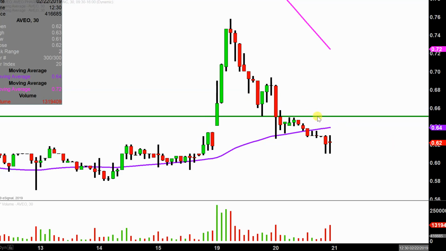Not only did the price break down below that green line that I talked about in Tuesday's video, but it's also now down below that purple line there, which on my chart is denoting the very famous 50-period simple moving average. So it broke down through all kinds of levels of support.